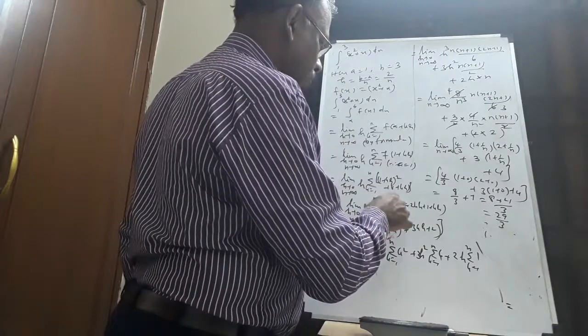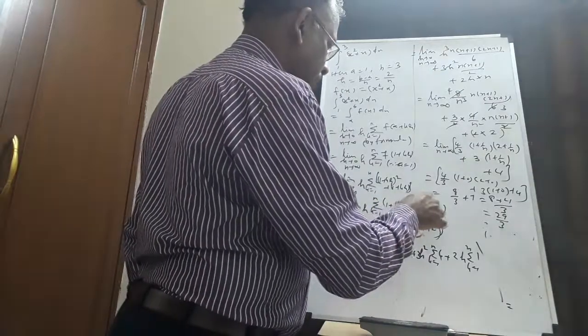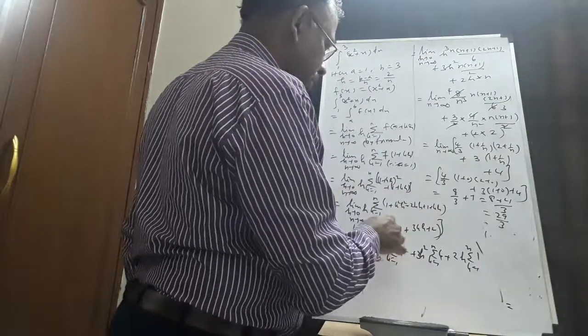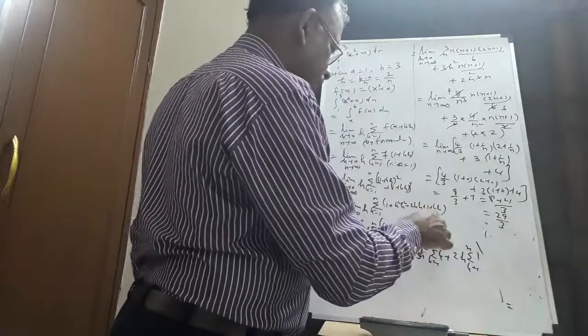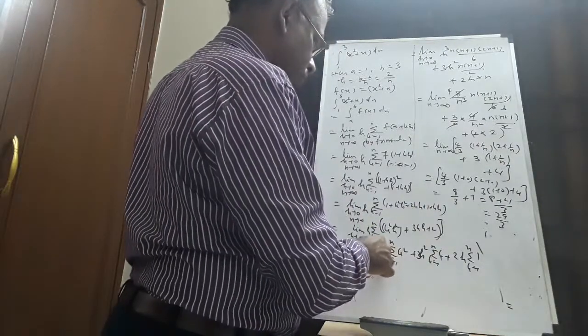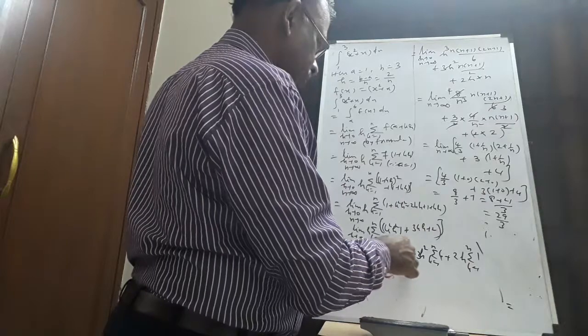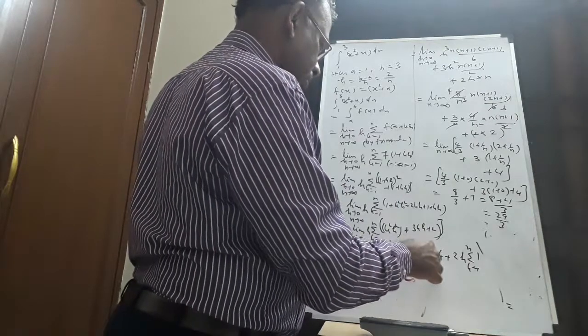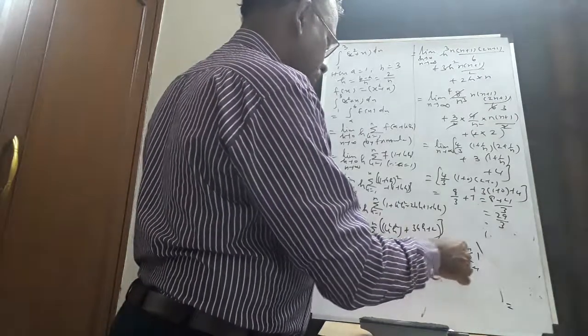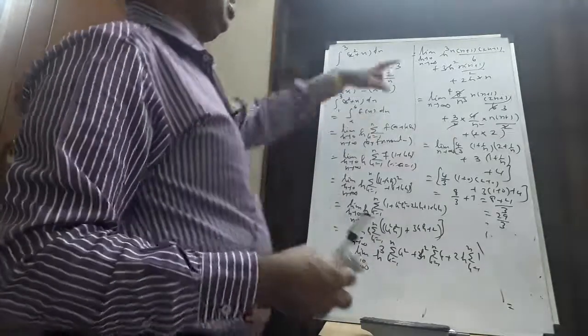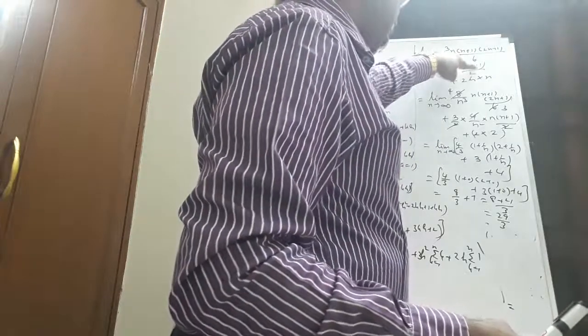1 plus k square h square plus 2 kh plus 1 plus kh is correct. K square h square plus 3 kh plus 2, it's correct. H cube sigma k square, 3h square sigma k, it's correct. 2h sigma 1 is correct only. H cube into n into n plus 1 into 2n plus 1 by 6 plus 3h square into n into n plus 1 by 2, it's correct. Plus 2h into n, it's correct.